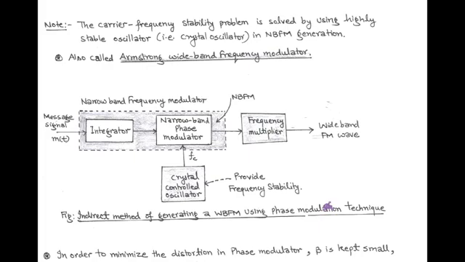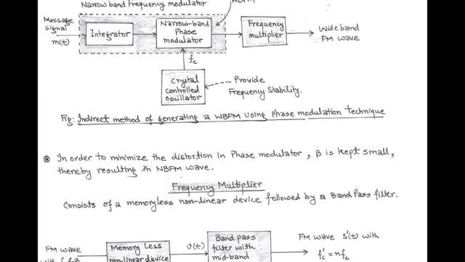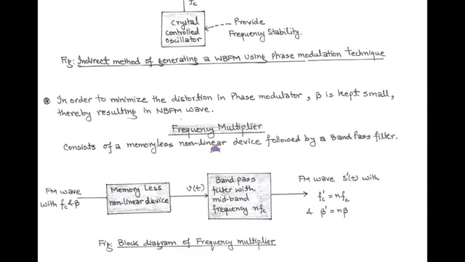But there is a problem in the indirect method. In the indirect method, there is a possibility of distortion in the phase modulator. So in order to minimize this distortion, the modulation index beta should be kept small. And we know that when beta is small, the result is a narrowband FM wave. Again, to get the wideband FM, we use a circuit called a frequency multiplier.